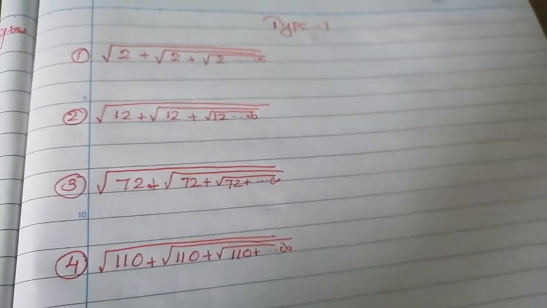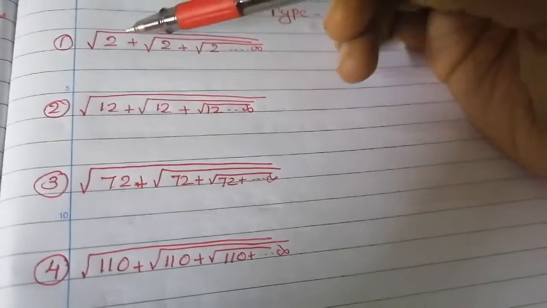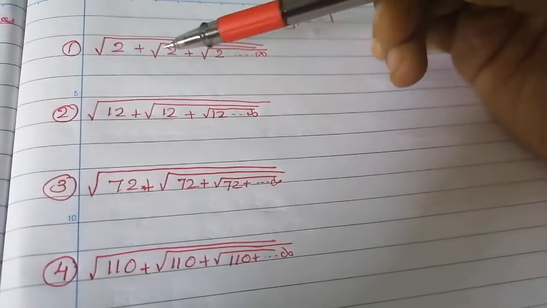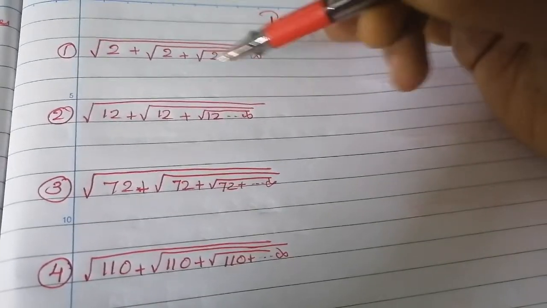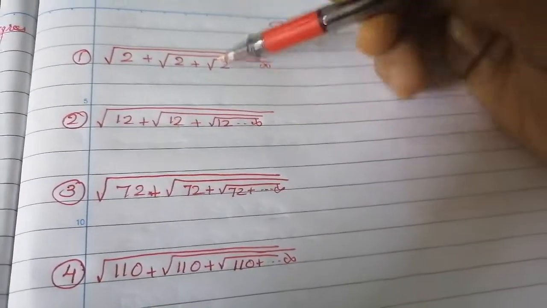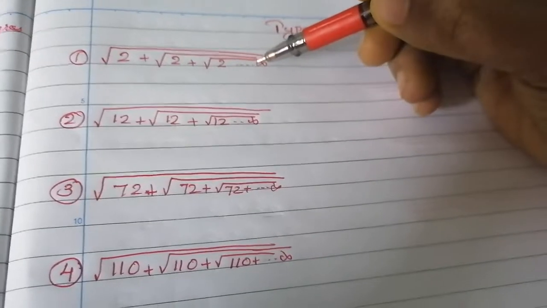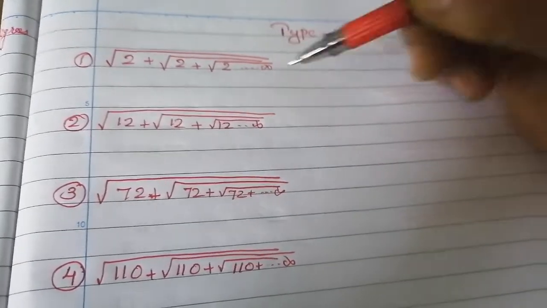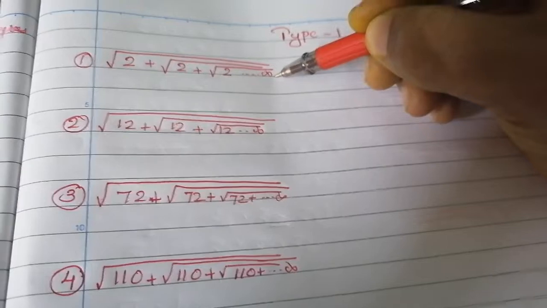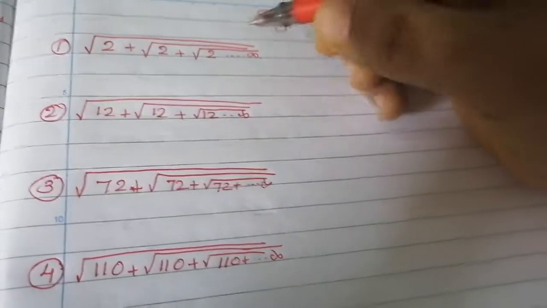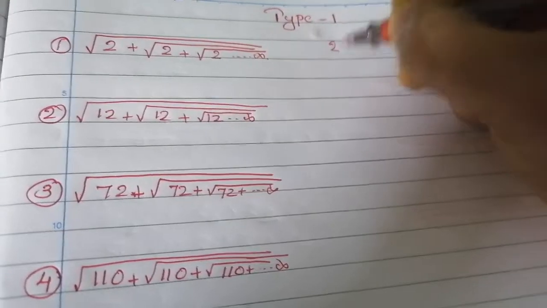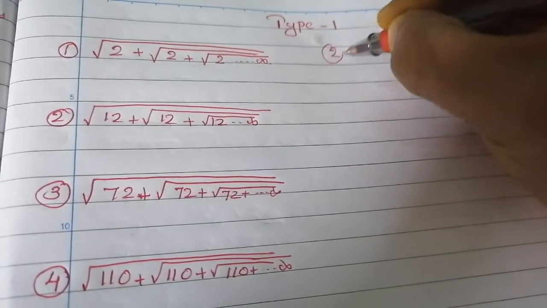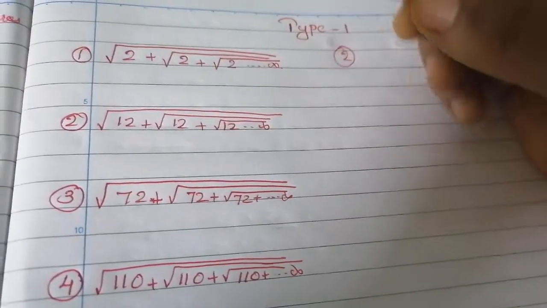For that, here is your first question: root 2 plus square root of 2 plus square root of 2, etc., to infinity. This is an infinite series because there is no ending. If there is an ending, it is a finite series. In this case, we check the number 2 inside our square root.